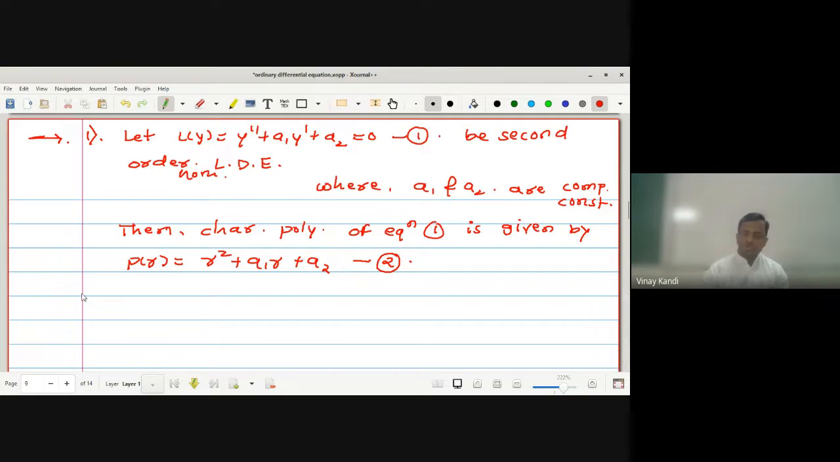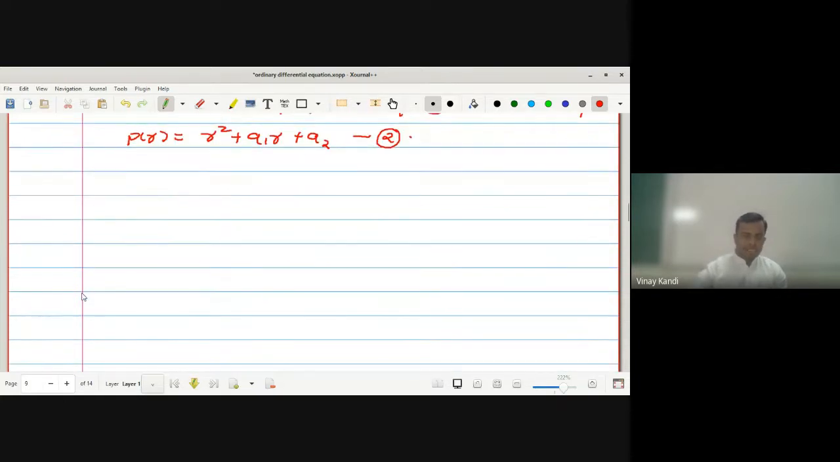Okay, now suppose R1 and R2 be two distinct roots of characteristic polynomial 2.